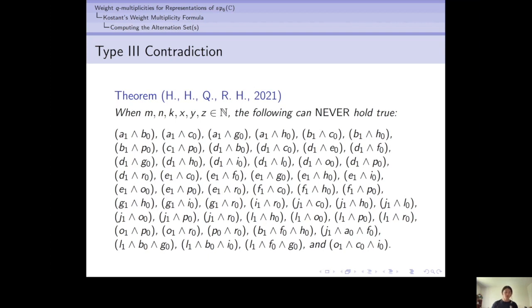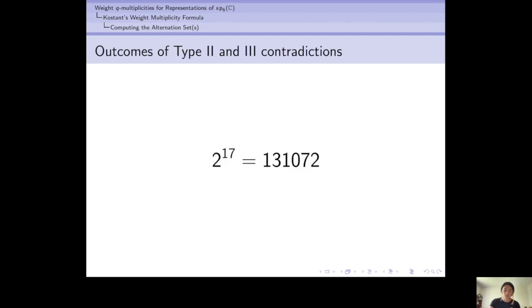We actually also found some type 3 contradictions which did not contribute additional information besides these ones, so we decided not to include those. But nonetheless, here is a list of these contradictions which we use to reduce those 2 to the 17th sets, also with the type 2 contradictions, all the way down to 150 possibility supporting sets, which we called Weyl alternation sets. And so I'll pass it off to Maria now, who can talk about how we can combine those contradictions to proceed with our final refinement.